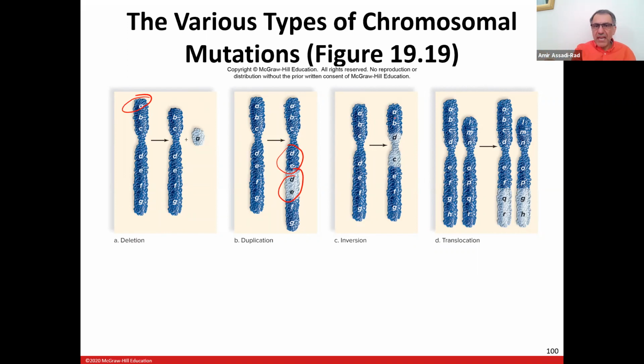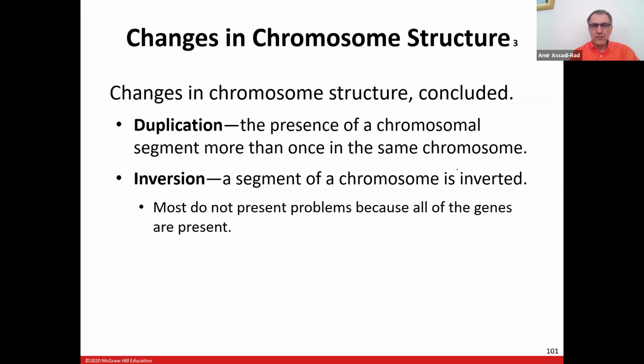Inversion is supposed to be A, B, C, D, and then D and C switch their places. So that is inversion. Translocation means a segment of a chromosome jumps to another chromosome, and that one jumps to here, and that is not crossover. Crossing over has already occurred, and translocation is when the chromosomes flip-flop, and that is a problem. Again, crossing over, as I said, is normal and usually does not cause any problem.